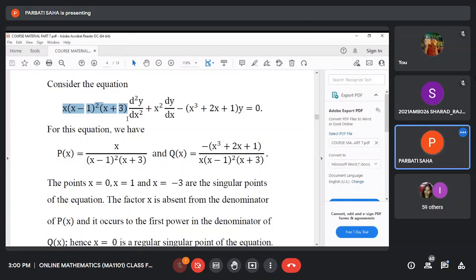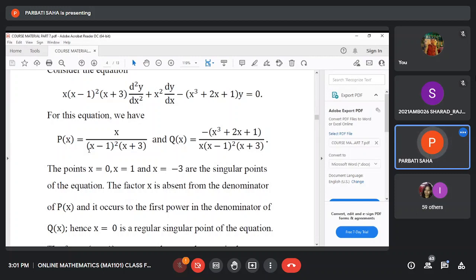Now in the next step, to find out the regular singular point, what do we have to do? We have to divide the whole equation by this coefficient. So if we divide the whole equation by this P0(x), then what do we get? d2y/dx2 plus x square divided by this, minus this coefficient divided by this, and just cancelling the common factor, what we get is this, which is actually p(x), and again q(x) means this.